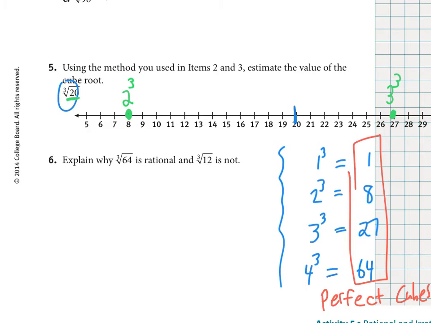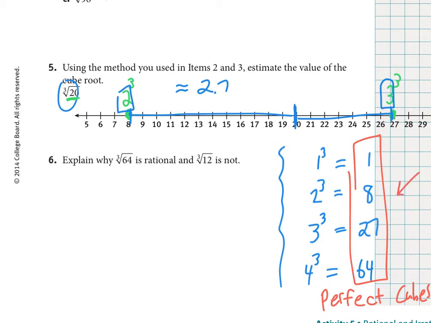What to the third power is about 20? We can see it's going to be between 2 and 3, and it appears to be closer to 3. So it might be around 2.7-ish, approximately 2.7, because it's definitely closer to 3 cubed than it is to 2 cubed. So that's a way to estimate it just the same way.